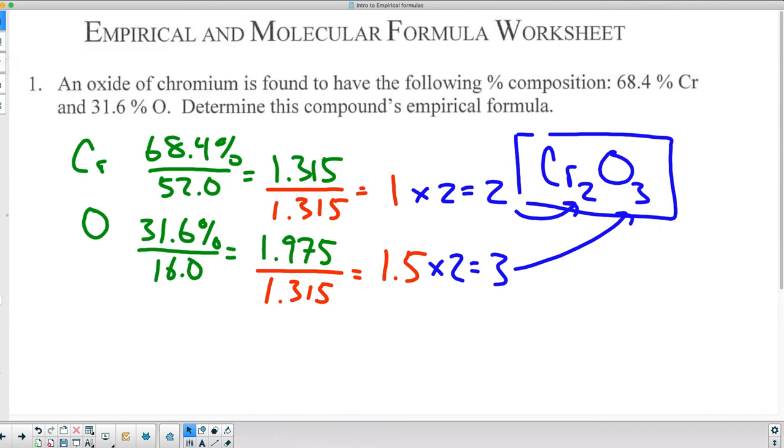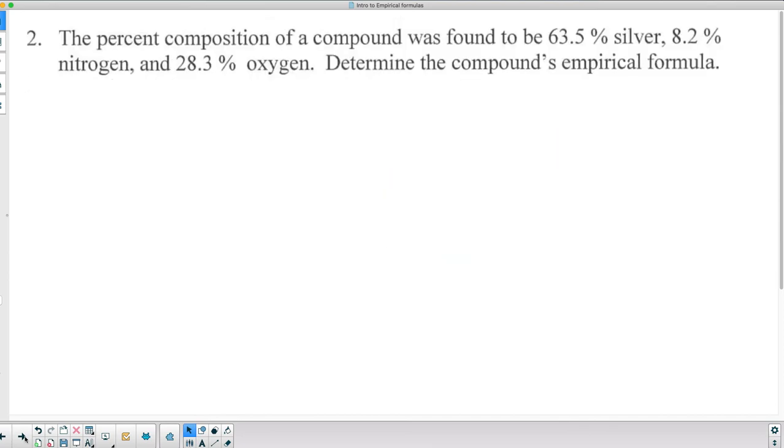So let's take a look at just one more here. I'm going to do 3 examples for this problem and for this sheet, and that's like almost half the number of problems that you have. So you should be able to do this pretty good. So let's keep going. This says percent composition of a compound was found to be 63.5% silver and 8.2% nitrogen, 28.3% oxygen.